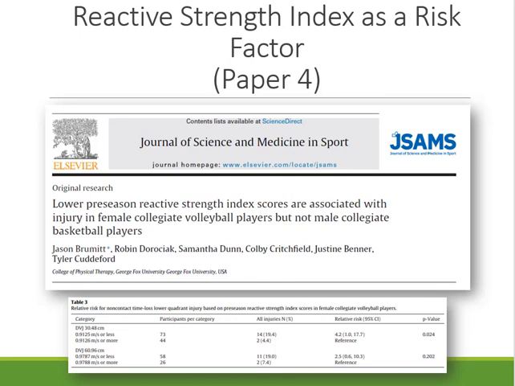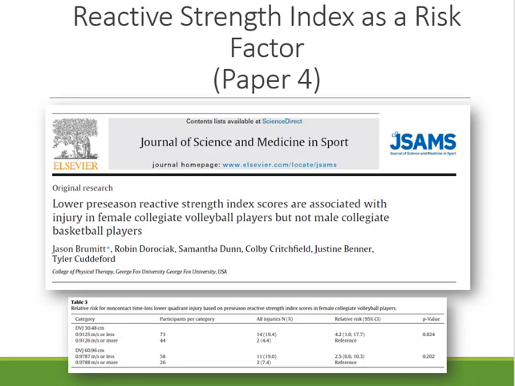But what did we find? We found that individuals with a lower reactive strength score, and a lower score would be a score that's not as good, potentially, were 4 times more likely to go on to experience a non-contact time loss injury in the lower quadrant region, so the low back down to the feet.